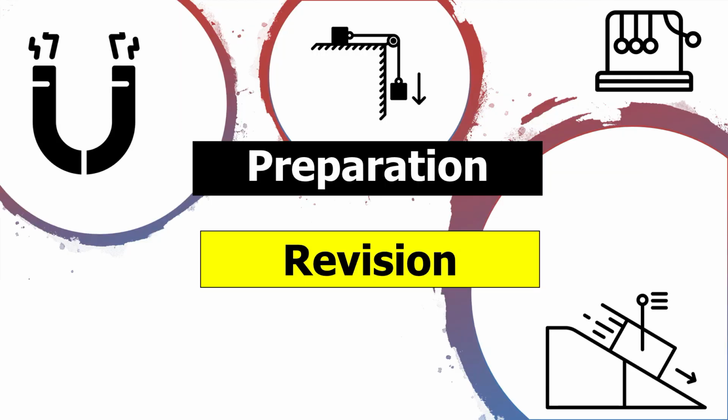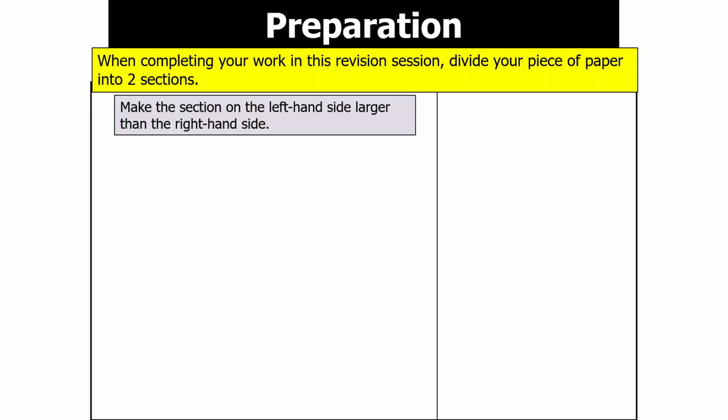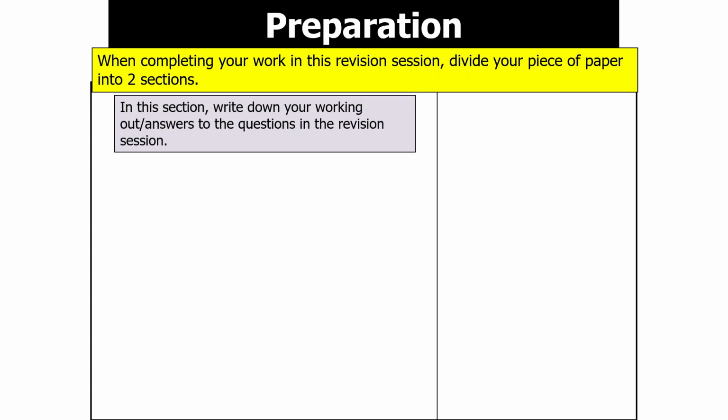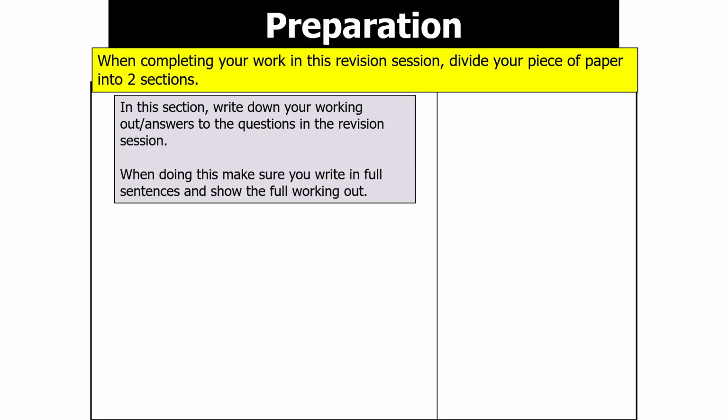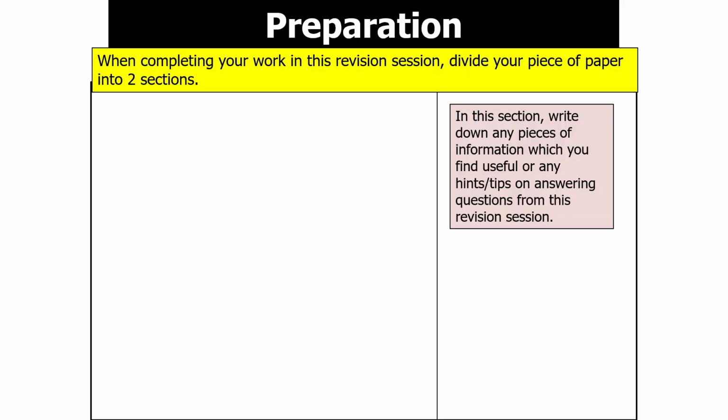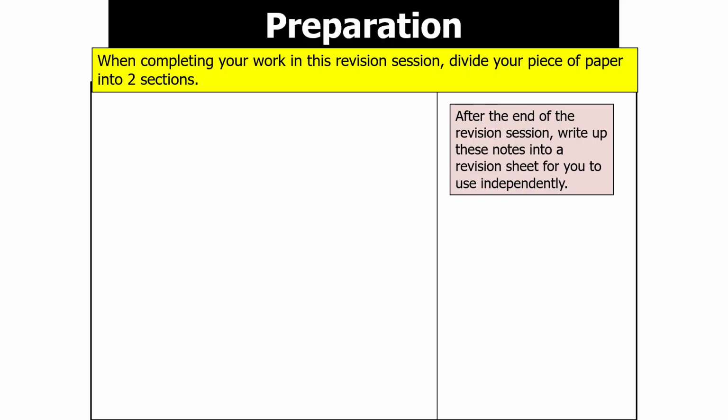So how should you prepare for this revision session? When you're completing your work, divide your piece of paper into two sections. Make the section on the left hand side larger than the right hand side. In this section, write down your working out and answers to the questions in the revision session. Make sure to write in full sentences and show your full working out. In the right hand side, write down any bits of information which you find useful, any hints and tips on answering questions from this revision session. After the end of the revision session, write up these notes into a revision sheet for you to use independently.